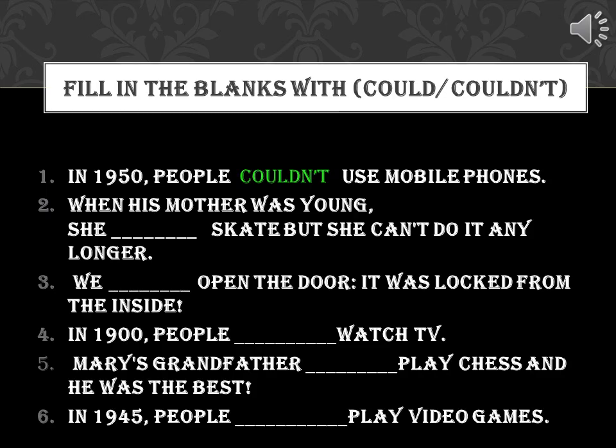Now let's see how much you have got the concept. Fill in the blanks with could and couldn't for the sentences below. Number first, in 1950, people couldn't use mobile phones. This one has been done for you. Let's look at the second one. When his mother was young, she could skate, but she can't do it any longer. Third, we couldn't open the door. It was locked from the inside. Fourth, in 1900, people couldn't watch TV.